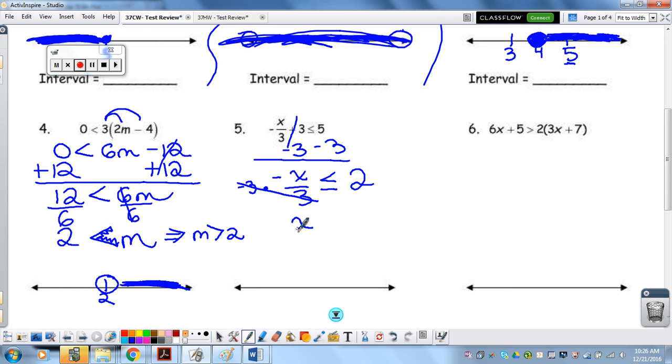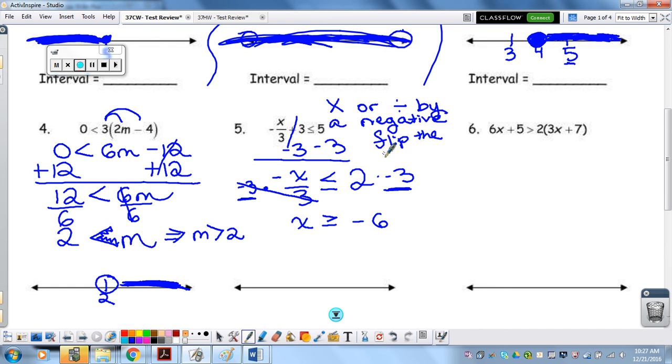Now, if you remember what you do to one side, you got to do to the other side. So I get 2 times negative 3 is negative 6. All right. Hopefully, bells and whistles are going off in your head right now. Because if you multiply or divide by a negative, you gotta make sure that you flip that inequality. So that less than or equal to now becomes a greater than or equal to. Okay? So you gotta remember, when you multiply or divide by a negative, you flip the inequality.